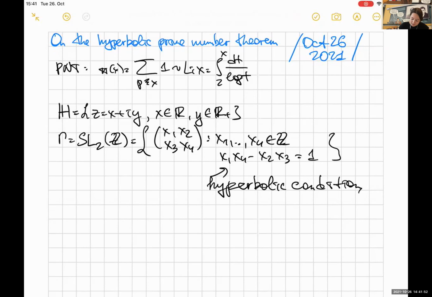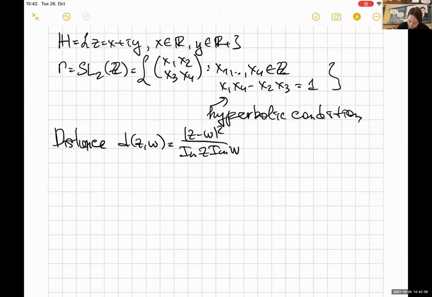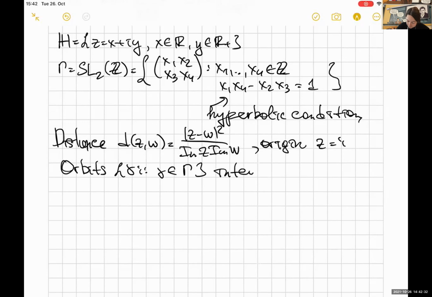Let me define the distance function, because we anyway need it. We define the distance function d(z, w) as |z − w|² divided by the imaginary part of z times the imaginary part of w. And also let me take as the origin the point z = i, and consider the orbit γ·i, where γ is in Γ, which is SL2(Z). We call those orbit points integers.